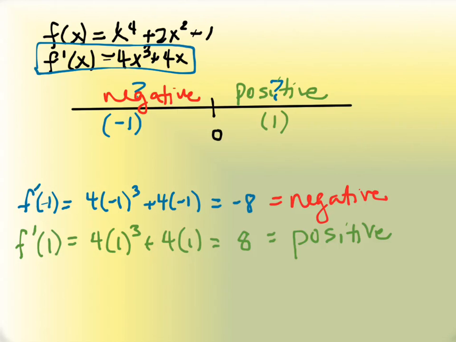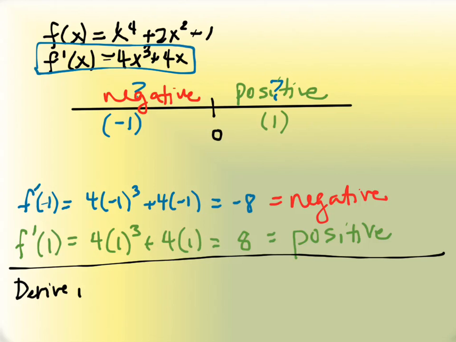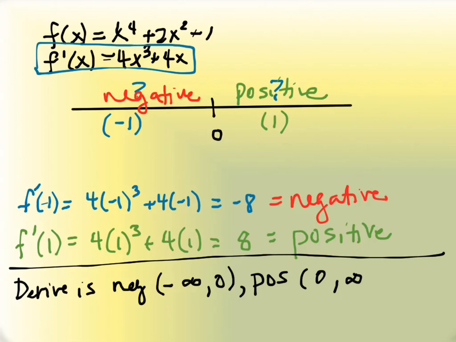Right? So let's just write this down. You don't have to write down what I'm going to write down, but I want you to realize what we just found. We found that the derivative is negative from -infinity to 0, and it's positive from 0 to infinity. That's what this sign chart tells us. It's called a sign chart.